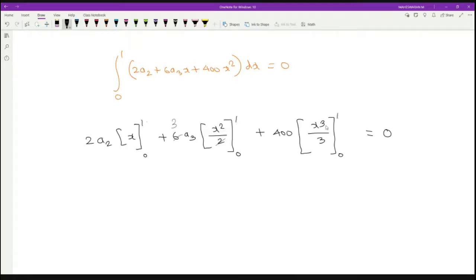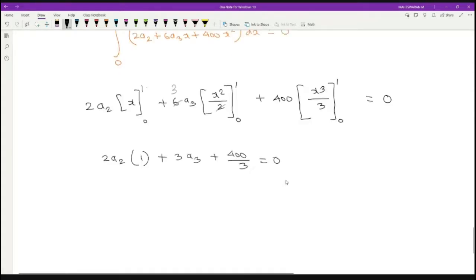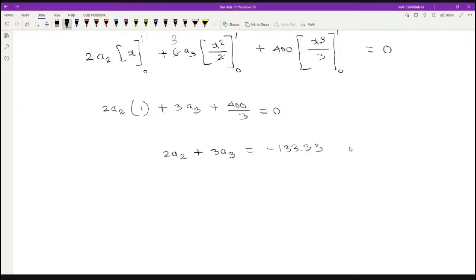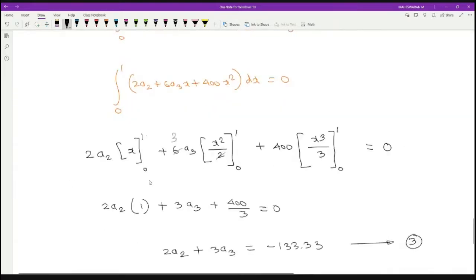So everything is 1. So let me apply it. What will you get? You will get 2a2. And I apply 1. I'll get 1, right? So plus this is 0, right? So plus 3a3, that's it. Because when I apply 1, that becomes 1, plus 400 by 3, that's it. So when I apply 1, that becomes it. So this is equal to 0, which means I'll get, so this is equation number 3, right? So this part is over.